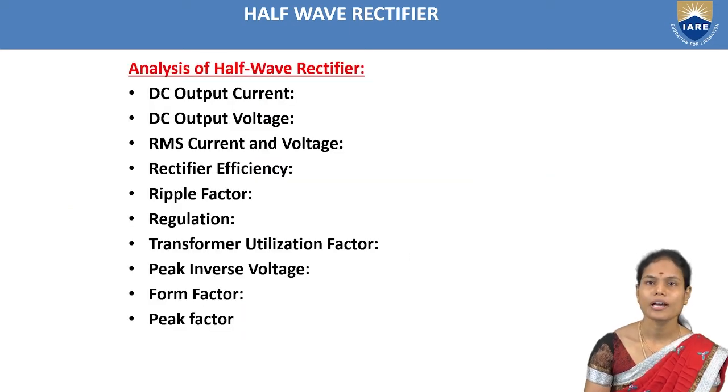And next we will see the analysis of the half wave rectifier. In that we are going to calculate the DC output voltage as well as the DC output current, and the RMS values of voltage and current, and how much efficiency we are going to get in the half wave rectifier, how much regulation factor, how much transformer utilization factor, and the peak inverse voltage, form factor as well as peak factor. So in the analysis part we are going to calculate all these parameters.